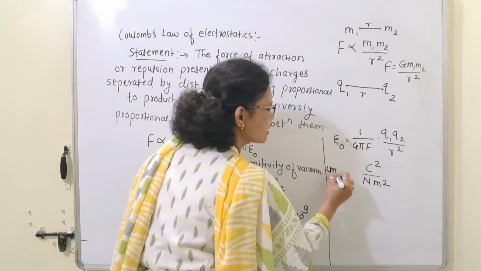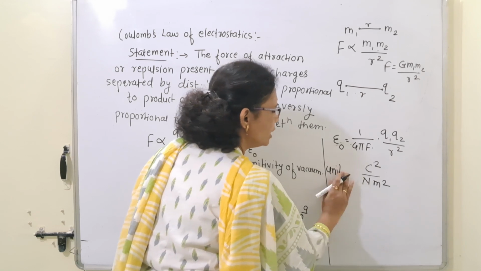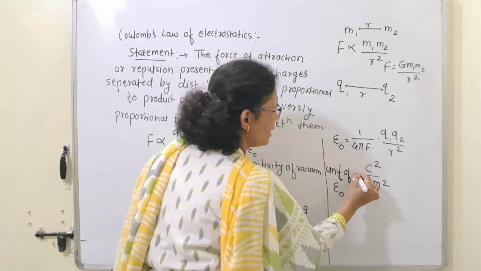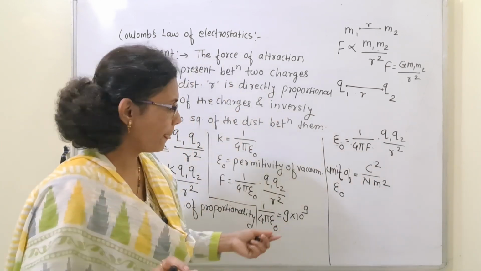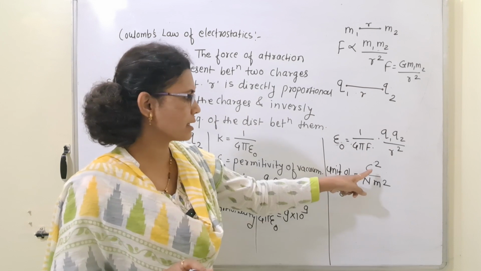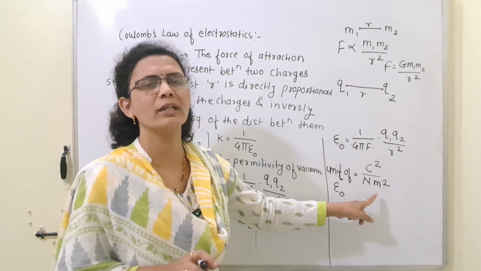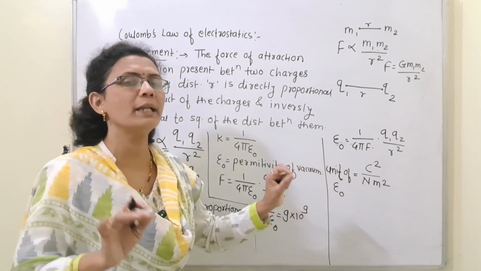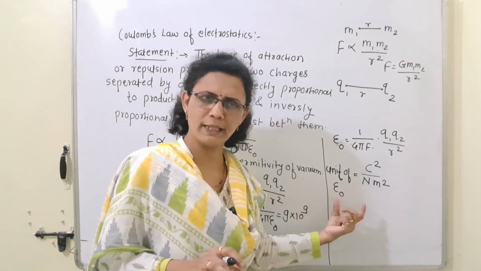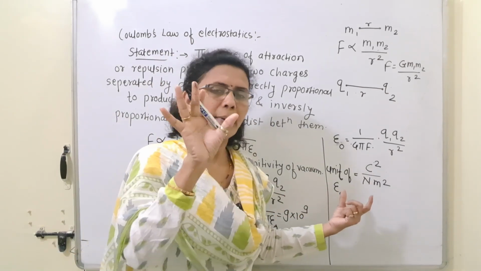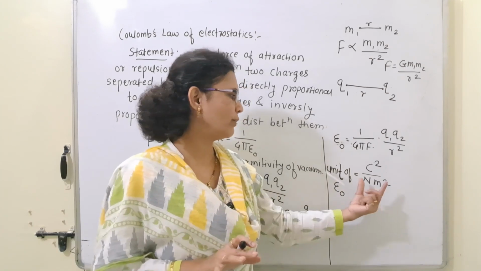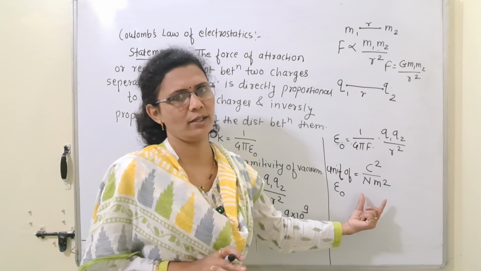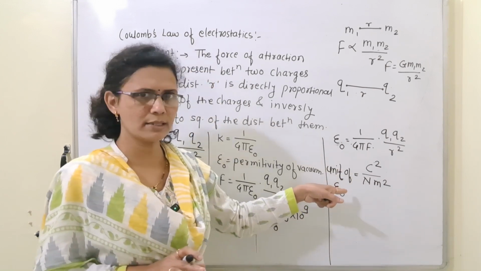Therefore, the unit of epsilon naught or epsilon, simply permittivity, is nothing but Coulomb square per Newton meter square. Unit of permittivity, simply permittivity, not only epsilon. The unit of permittivity will be Coulomb square per Newton meter square. Correct? You understood the unit?